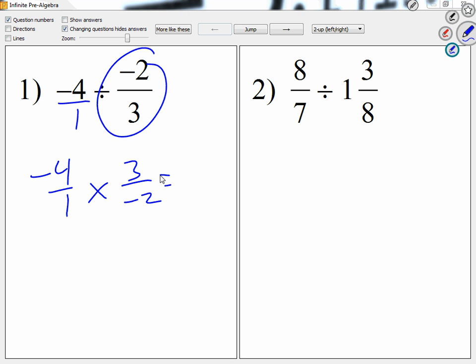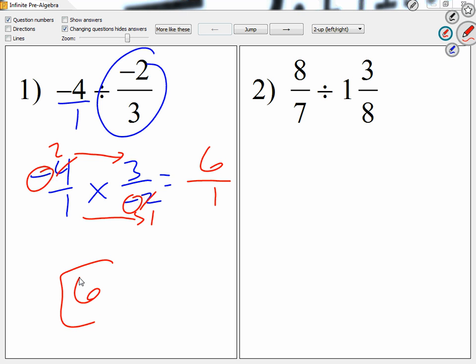So, and then multiply. And instead of just multiplying straight, I want to simplify first. Right? 4 and 2, let me divide each by 2. So they become 1 and 2. Now I'm going to multiply straight across. I know negative times negative is positive. On the top I have 2 times 3. And at the bottom I have 1 times 1. So I have 6 over 1, which can be simplified as 6.